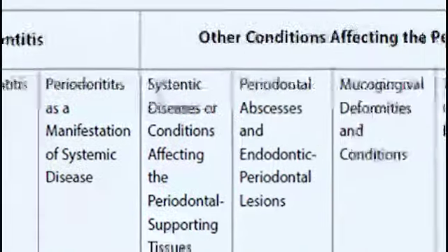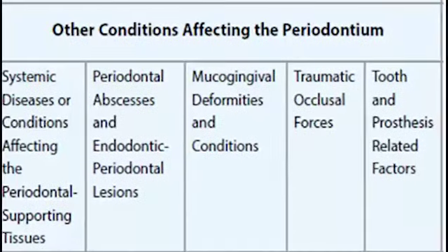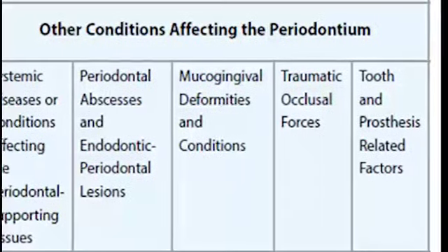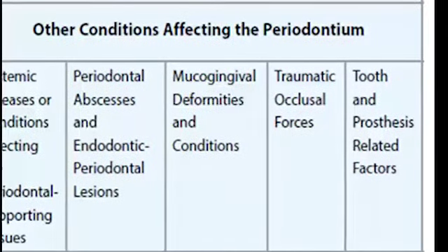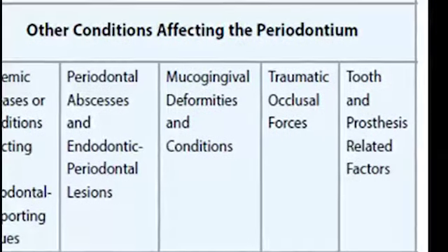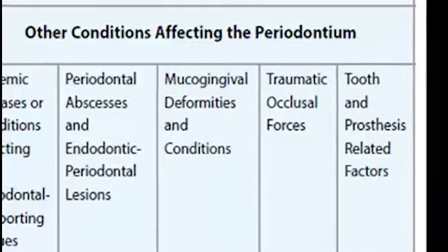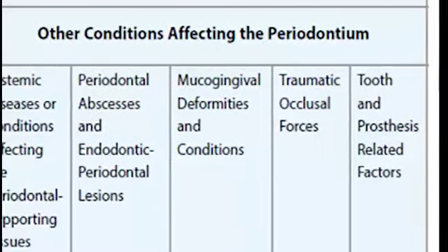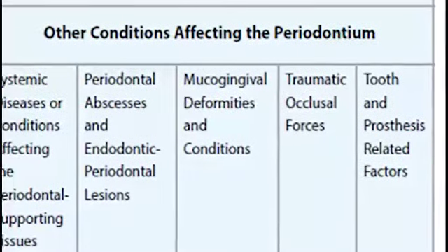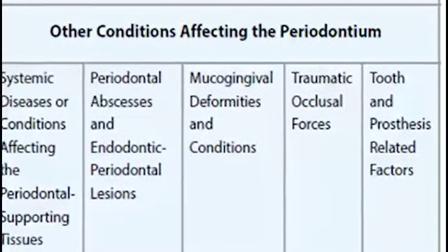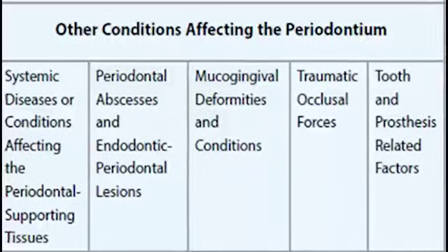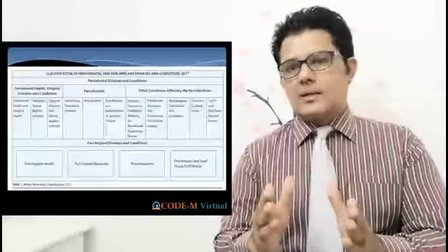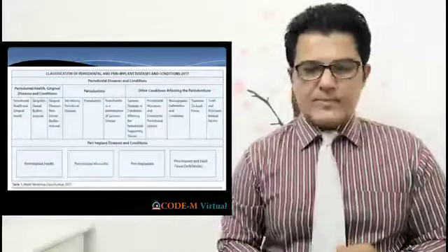The third category, other conditions affecting the periodontium, has five divisions: systemic diseases or conditions affecting the periodontal supporting tissues, periodontal abscess and endodontic periodontal lesions, mucogingival deformities and conditions, traumatic occlusal forces, and tooth and prosthesis related factors. So these are the five divisions in the third category of the periodontal diseases and conditions.